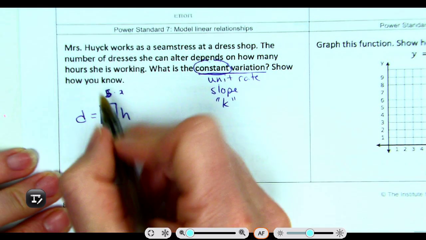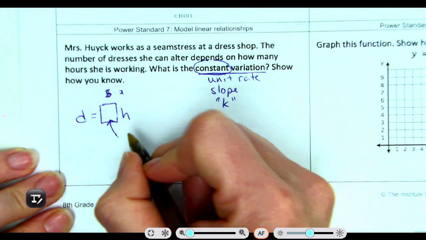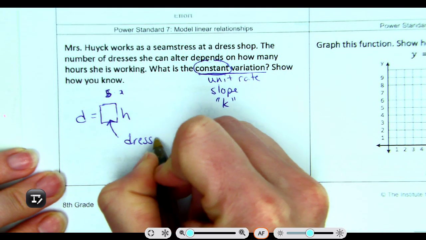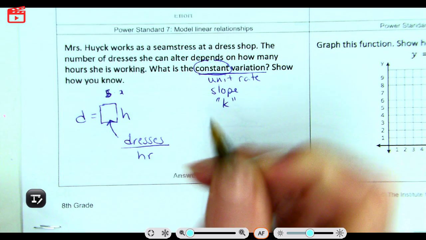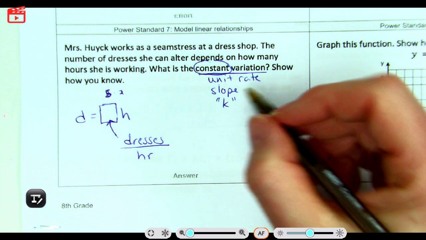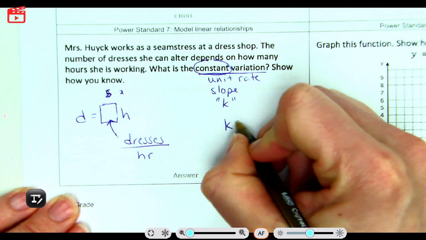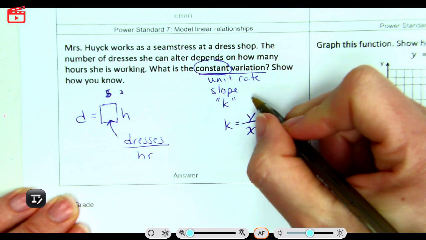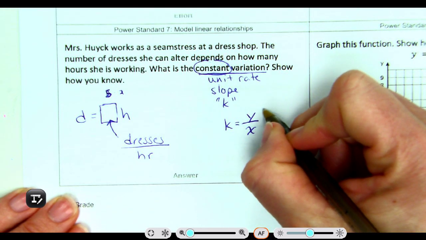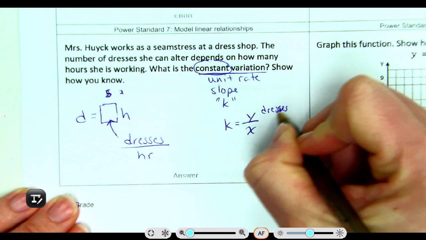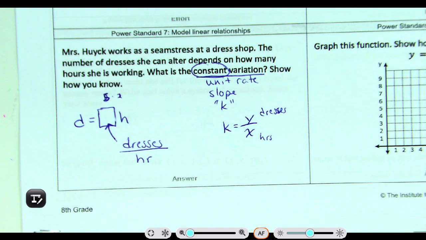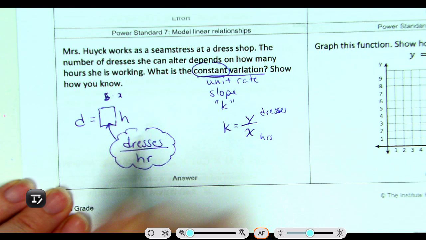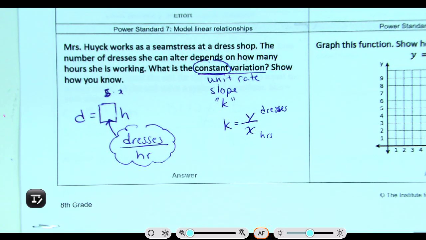So basically, what we're multiplying here is the number of dresses she can alter per hour. Kind of goes back to this K here. Remember, we would find K by going Y divided by X. And so this K, in this case here, maybe this was, number of dresses was Y, and X was the number of hours. Okay, so a little tricky here, but our constant variation is basically how many dresses can she do per hour. Way of thinking about it without having any numbers there.